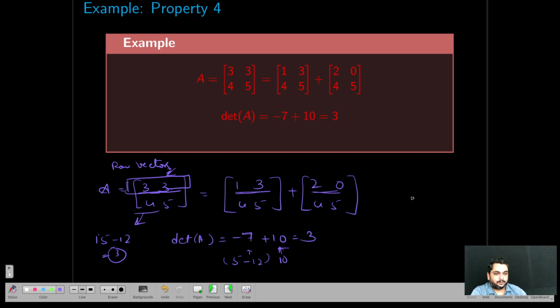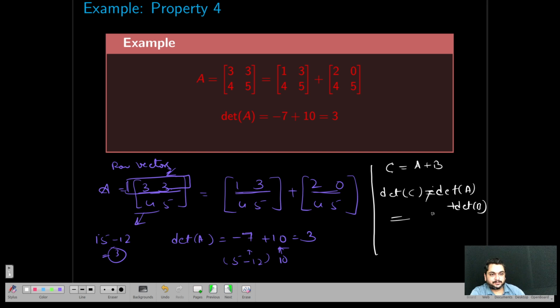So in general, if you remember this, this is not about addition. You don't get confused. Let us say there are two matrices, C equal to A plus B. Matrix C is equal to matrix A plus B. It doesn't mean that the determinant of C is equal to the determinant of A plus the determinant of B. This is not correct, not always true. The determinant of matrix C need not be equal to the determinant of A plus the determinant of B. So please remember this.